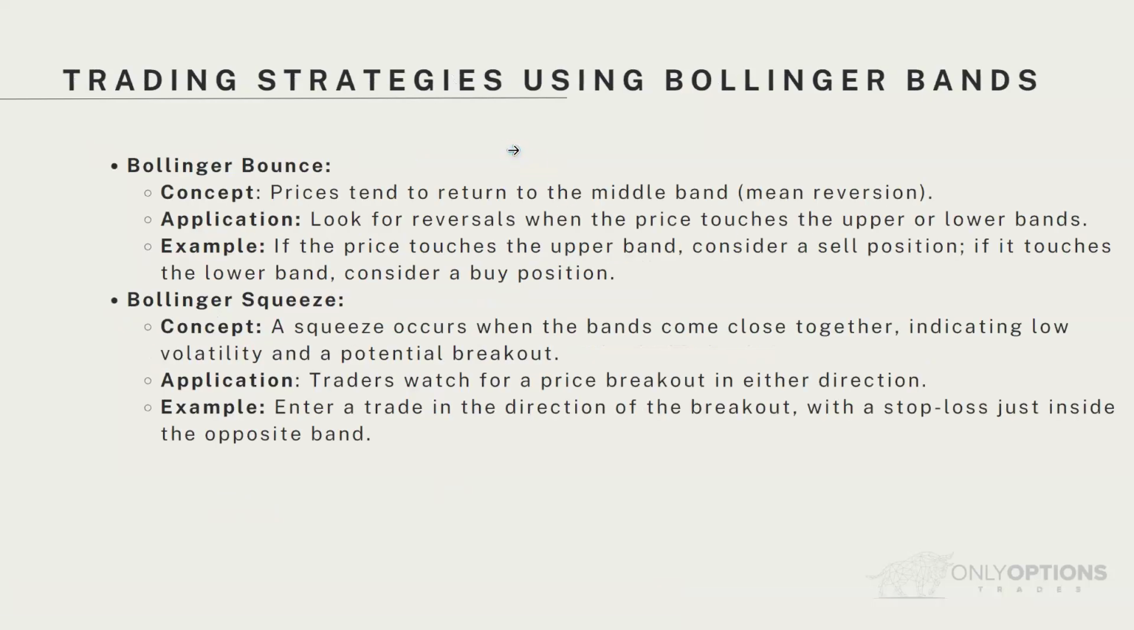So strategies. Here's where I was talking about the bounce and the squeeze. The bounce: prices tend to return to the middle band most of the time. So the middle band will be the mean. You are in the middle of the two bands. You have one deviation that is +2, and the other deviation is -2. The mean, or the middle band, is where the price action normally goes back to. How do we apply this? Well, we look for reversals when the price action touches either the upper band or the lower band.